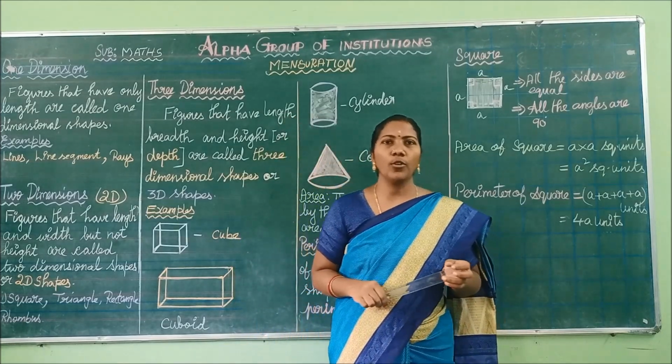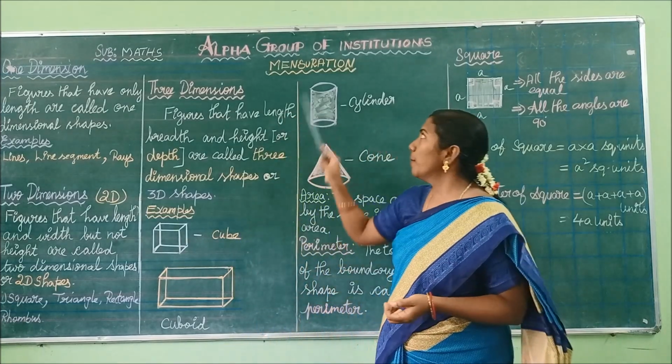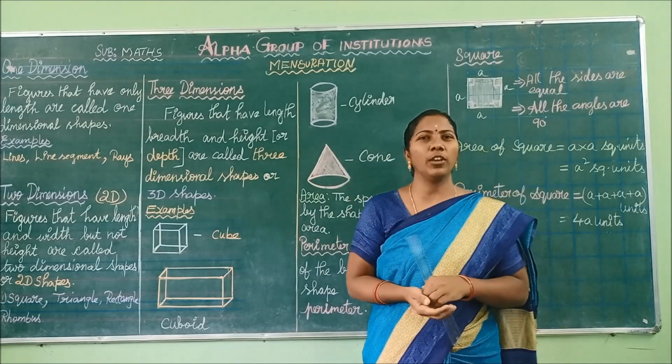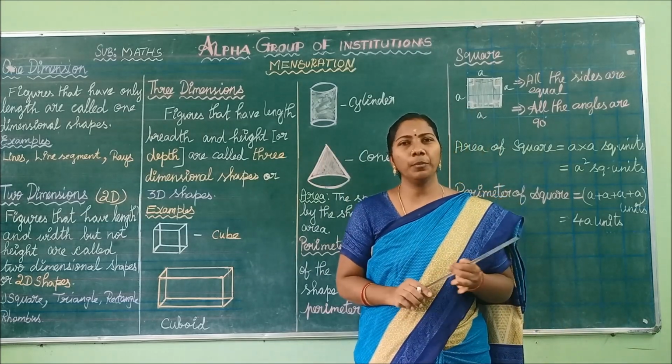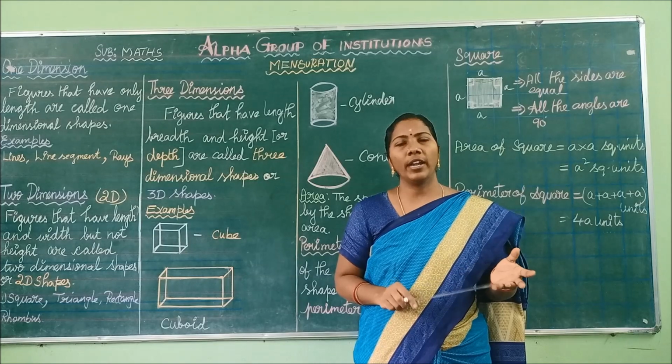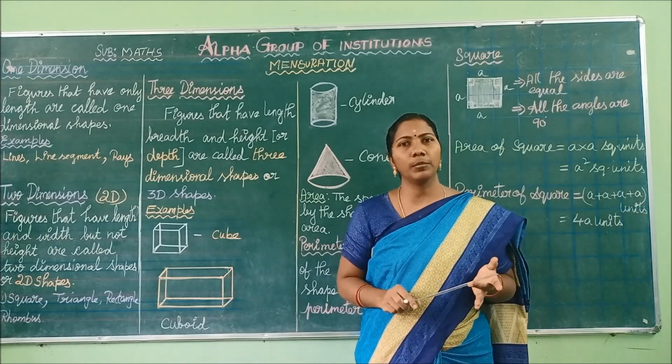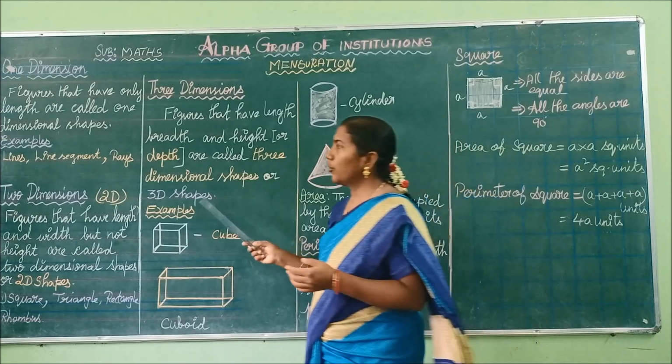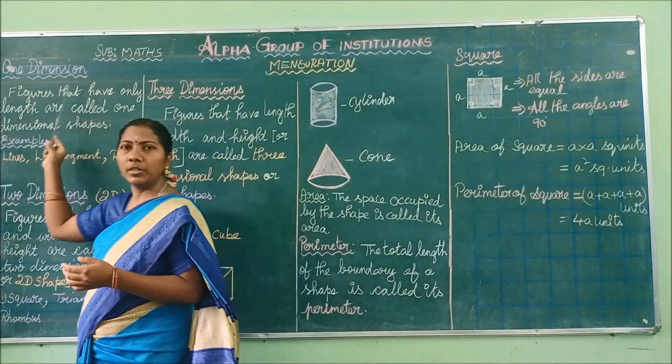In today's class, we are going to see a new topic, mensuration. In this topic, we are going to discuss area and perimeter and also one dimensional, two dimensional and three dimensional shapes. First, we are going to see what is meant by one dimensional shape.